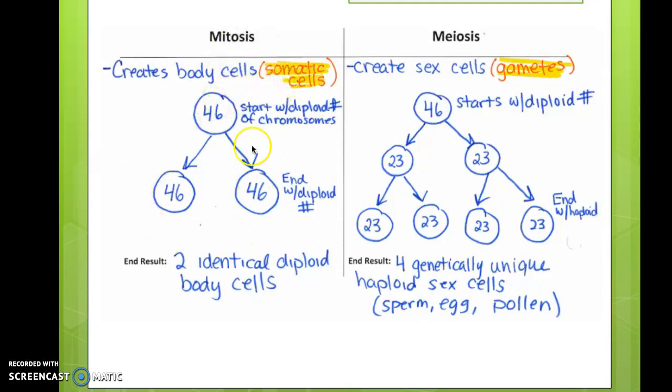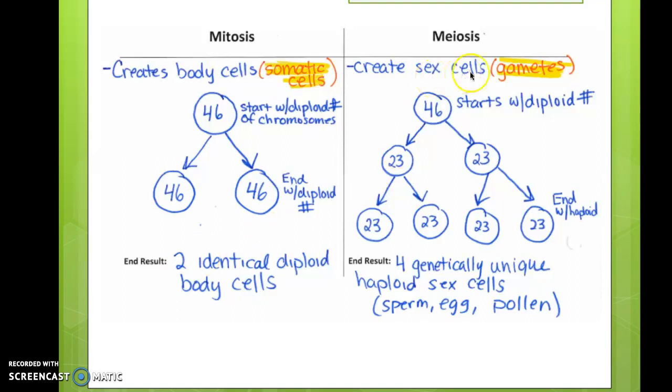So this is a summary slide. I'm going to go through each of the parts. You're going to start with 46 chromosomes, and I'll tell you what chromosomes are. And you're going to start with what we call diploid, di meaning two, just like disaccharide. Then it's going to divide into two daughter cells, which are also going to be diploid. All of these cells are going to be identical. So you're going to have an end result of two identical diploid body cells.